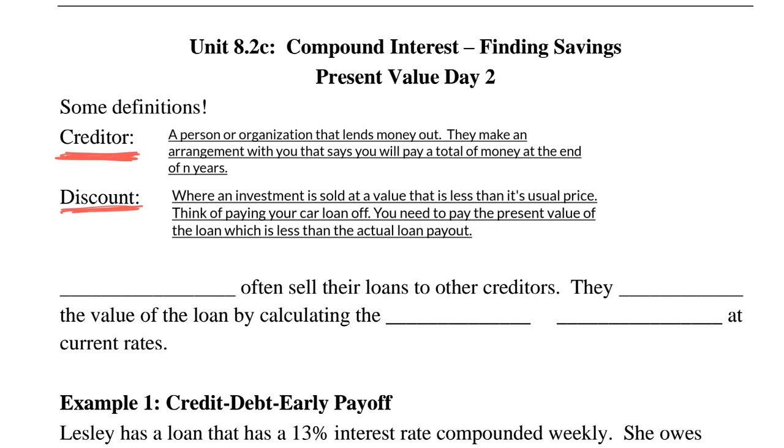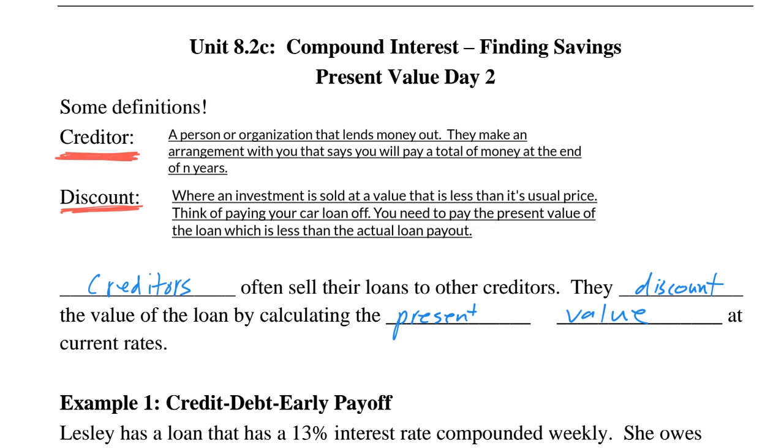So here is what we're going to use. You see these words: creditors, discounts, and present value. We're going to use them to help us complete this sentence. Creditors often sell their loans to other creditors. They discount the value of the loan by calculating the current present value at current rates. So in essence, you can reduce your costs by buying out a loan years in advance.